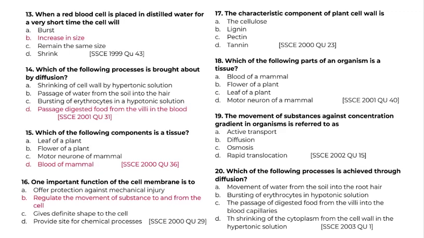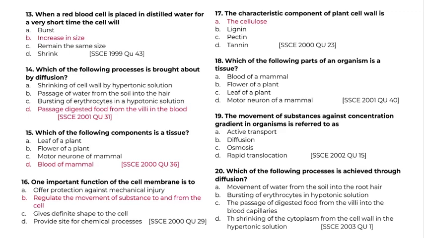Question number 17. The characteristic component of plant cell wall is A. Cellulose, B. Lignin, C. Pectin, and D. Tannin. Now, the cell wall of plant cell contains the cellulose. So the correct answer over here is option A, the cellulose.